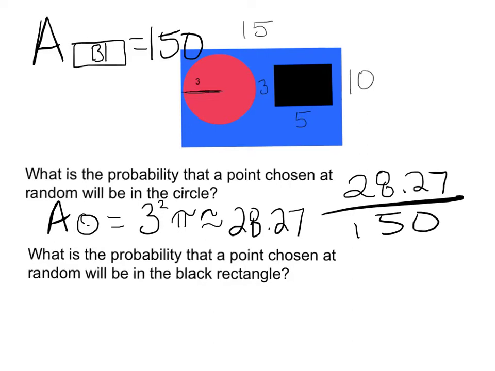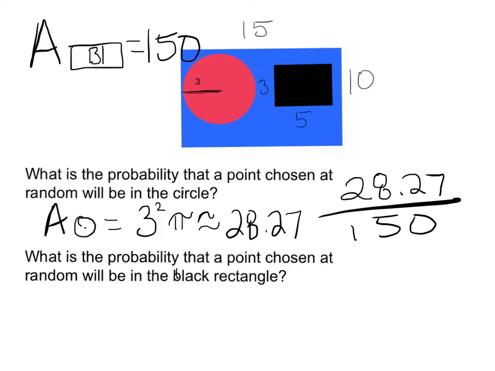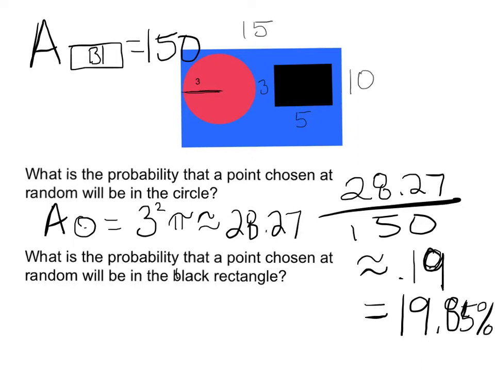So here we have a fraction that's comparing the area of the circle and the area of the rectangle, and that will be a decimal that is 19/100, and the percent is 19. Let's be exact here, 85 hundredths.